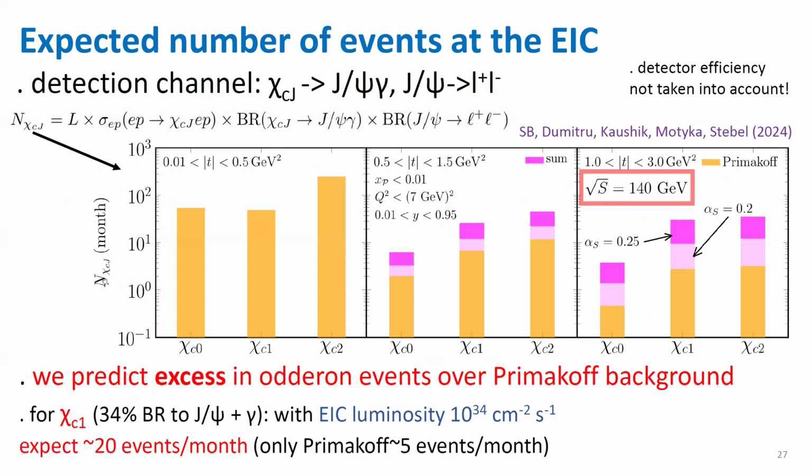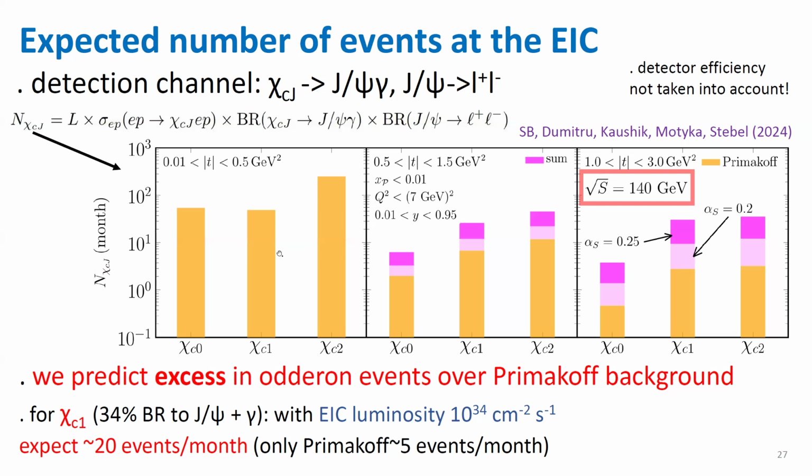And I'm showing here an estimated number of Chi-Cs per month in 3 different bins of T: low T, let's say mid T, and high T. The different bars represent different Chi-Cs. So in this low T bin, we are having about hundreds of Chi-Cs per month. Note that we turn all the knobs to the maximum, top EIC energy and top luminosity, and you get about hundreds of Chi-Cs.